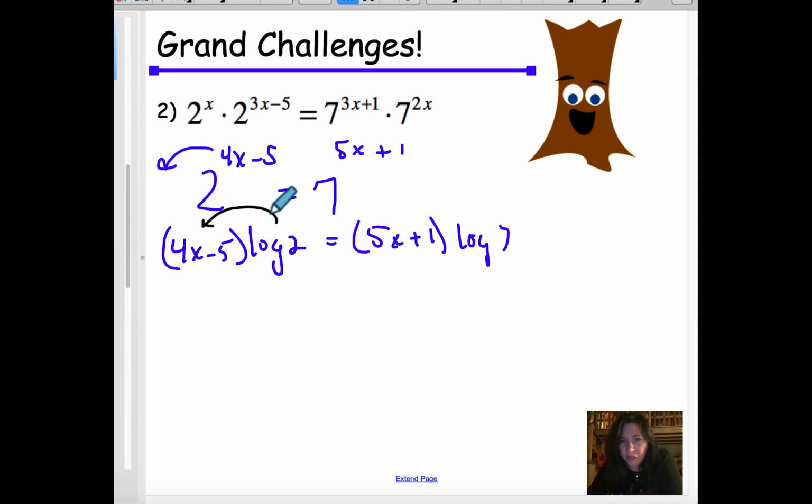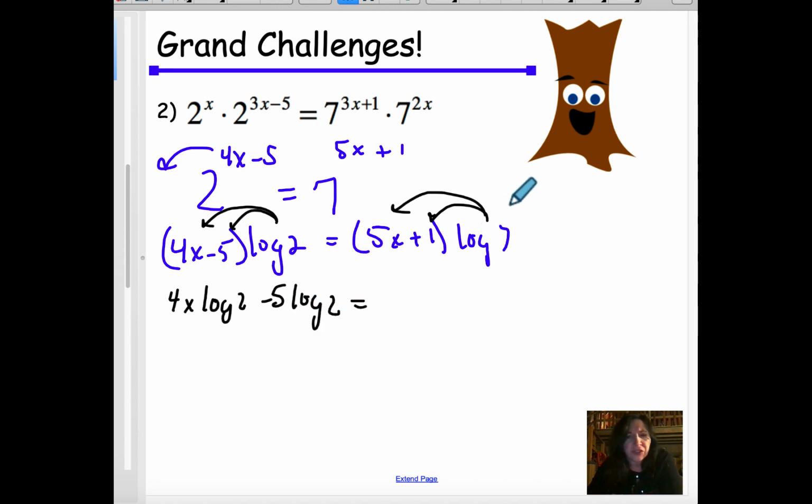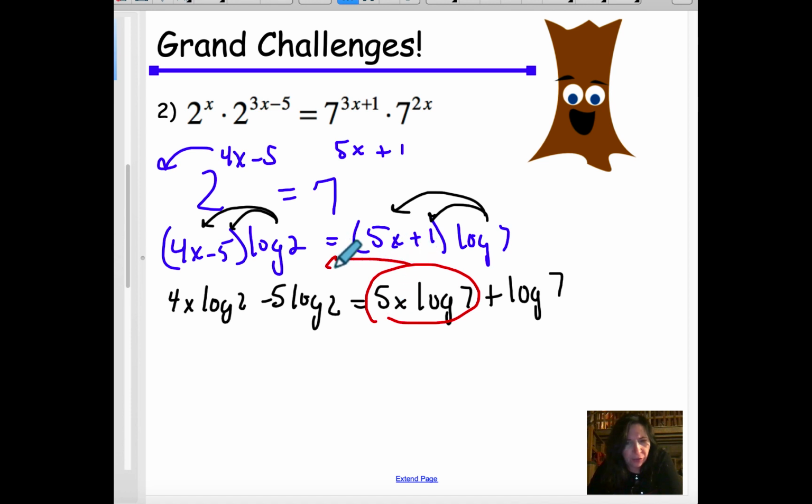And you need to know how to do this, all right? So make sure you can. This is going to be 4x log 2 minus 5 log 2 is equal to, bring this over, so then I have 5x log 7 plus log 7. So now what's happening is I want to get my x's on the same side. So see this one right here? I'm going to actually subtract that, move it over there.